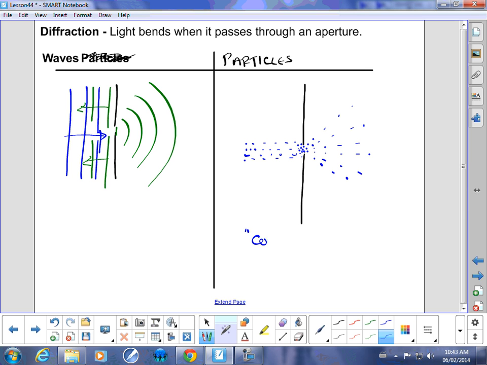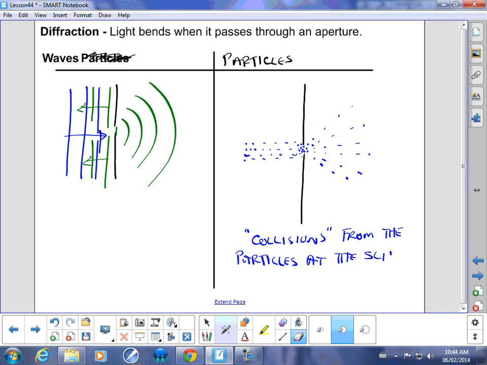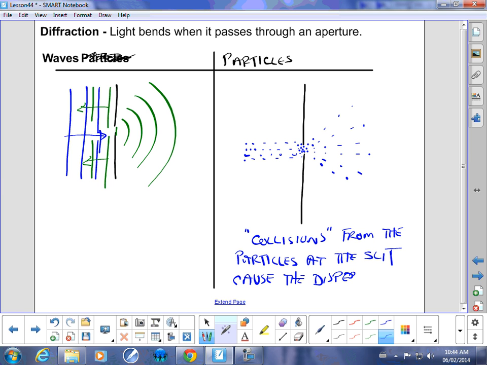Okay, so collisions from the particles at the slit cause the dispersion pattern. And it's not overly scientific, he's just sort of making this up on the fly, countering the argument, because he has no real evidence. He can't actually see these particles.